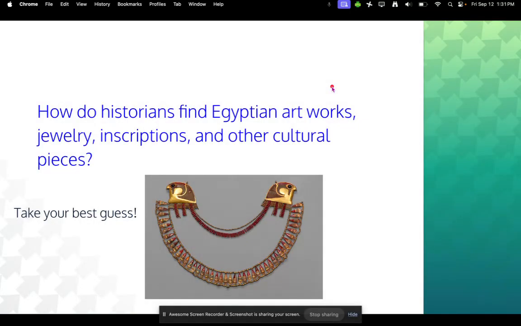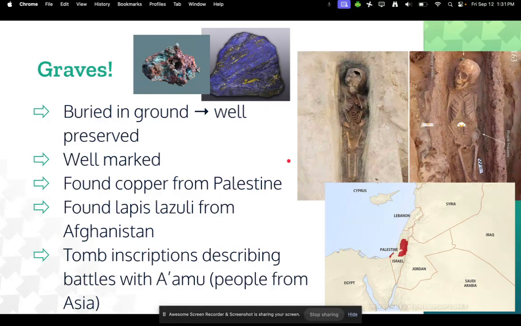Wow. So, how do historians find Egyptian artworks, jewelry, inscriptions, and other cultural pieces, such as this necklace here? Take your best guess. Graves. Yeah, historians like to dig up graves. The reason for this is because these items are buried underground, so that means they are very well preserved. Graves are usually also well marked with tombstones, just like we have today.